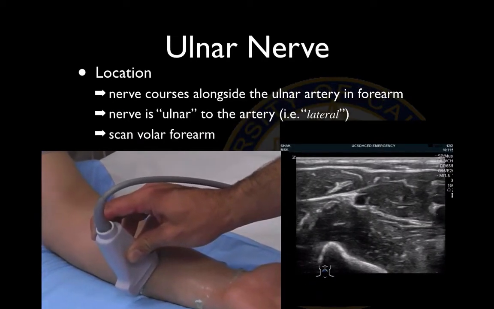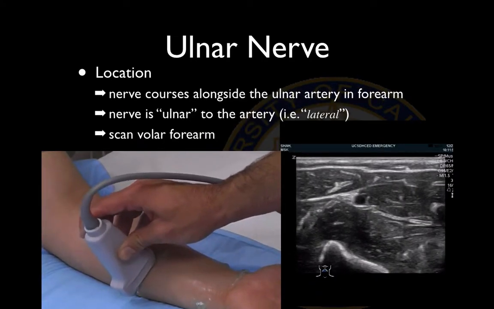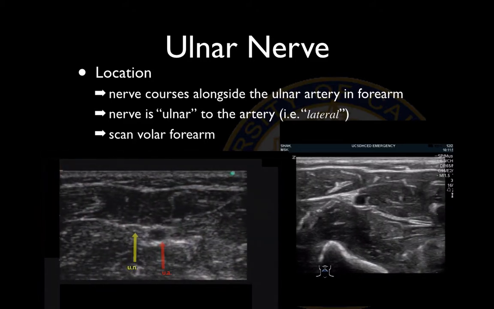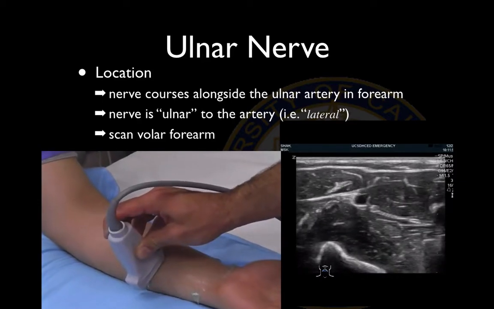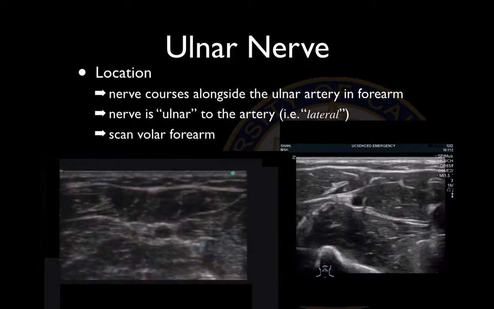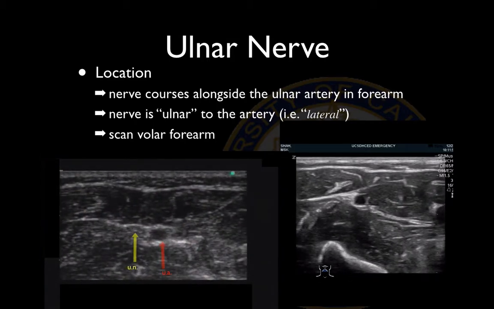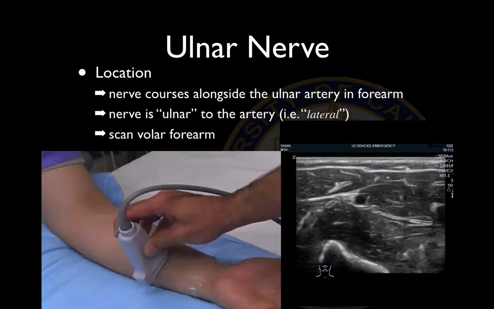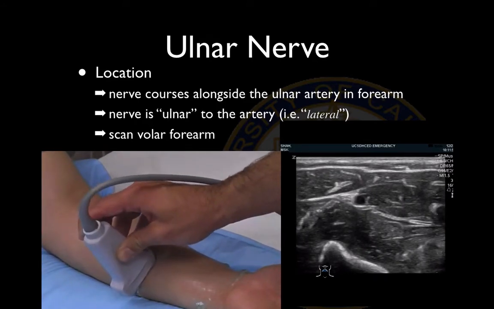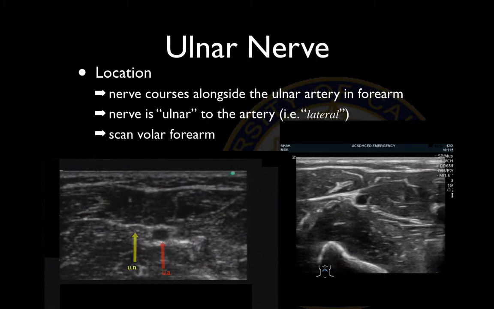The ulnar nerve can similarly be visualized on the volar forearm as well. Once again, the example demonstrates the left arm being scanned by the examiner. Again, assuming that the probe orientation is correct with the probe marker to the patient's right, the ulnar nerve will appear adjacent to the ulnar artery as illustrated. Notice that the ulnar nerve is located to the ulnar aspect of the corresponding artery.